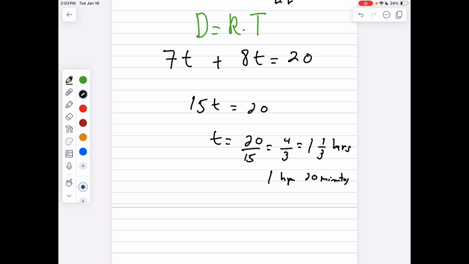And there you go. So that's how you use that equation d equals rt to solve equations about distance and such. One example at least.